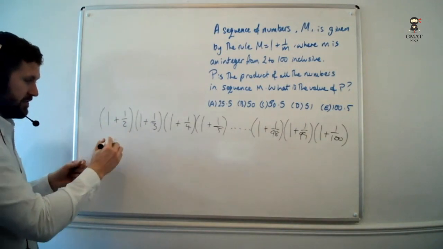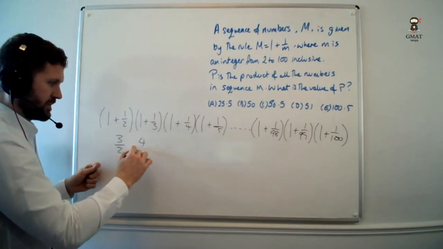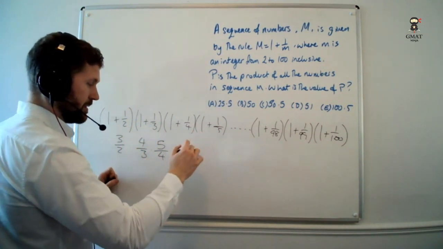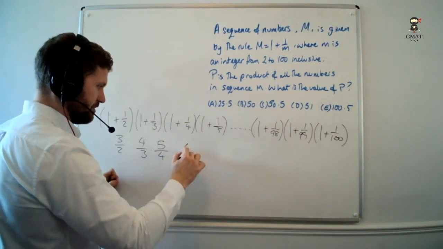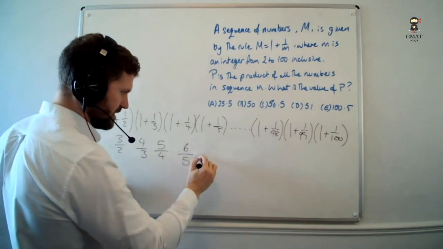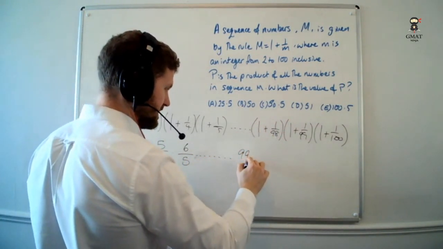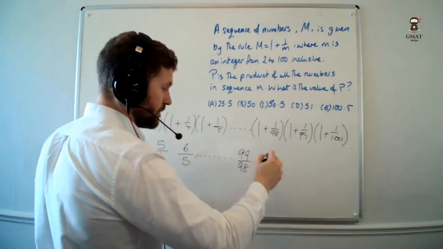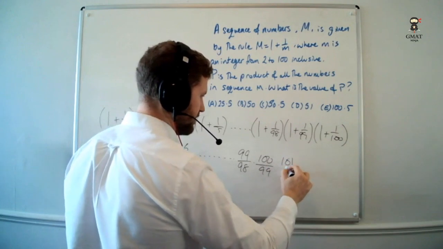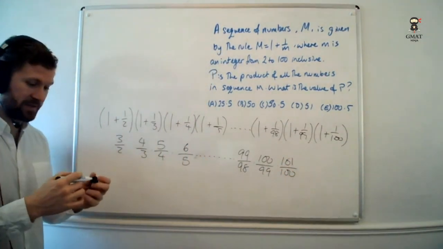1 plus a half, well, that's 3 over 2. 1 plus a third, 4 over 3. 1 plus a quarter, 5 over 4. 1 plus a fifth is 6 over 5. Sorry, I don't need a plus sign there. We're going to multiply all along. 1 plus 1 over 98 would be 99 over 98, then 100 over 99, and the final term would be 101 over 100.